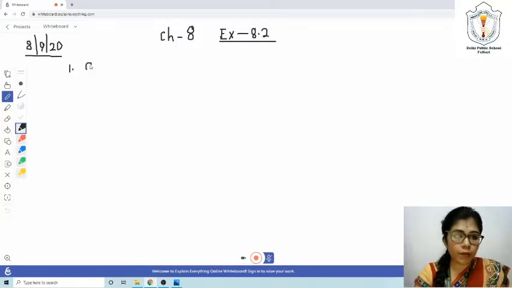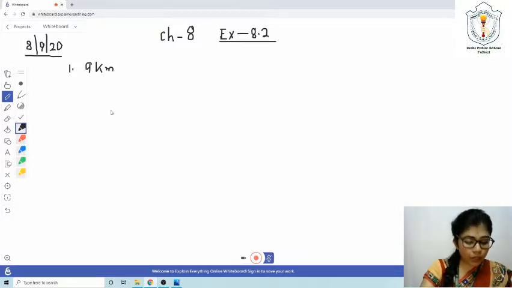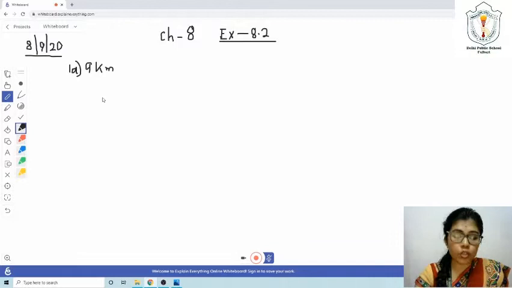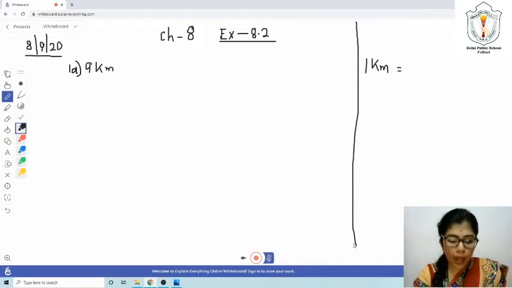Now you see here we have 9 kilometers. What did I say? You have to convert this into meter. Kilometer is a higher unit, and you have to convert this into a smaller unit. That means we'll simply multiply. So children, please write this in your copy: 1 kilometer is equal to 1000 meter.